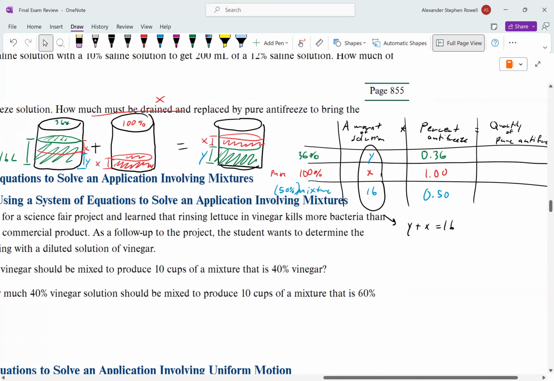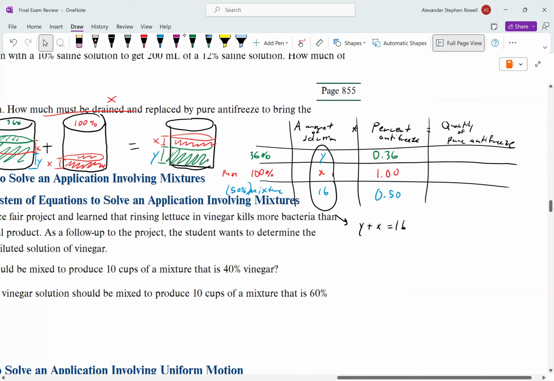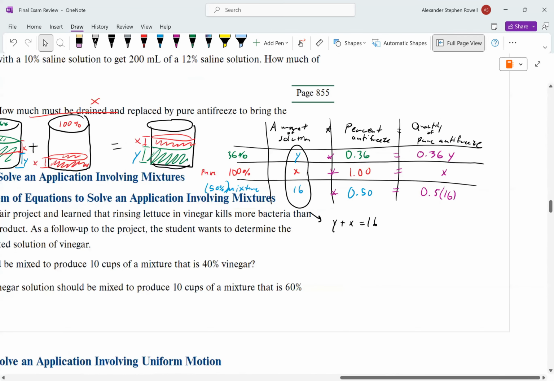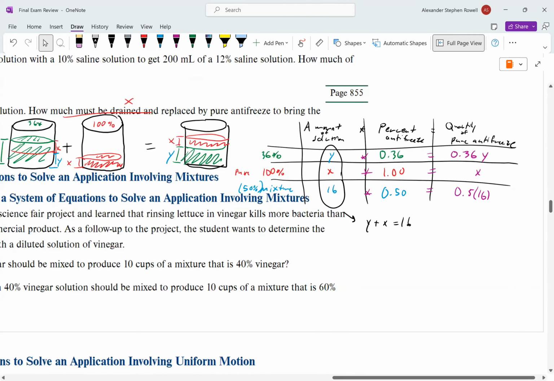So one of these columns is going to be given with all the numbers given. One of them will be variables, and then you multiply across. We multiply to get 0.36y, 1x, and 0.5 times 16, or 8. Okay, does anyone know what our other equation will be?